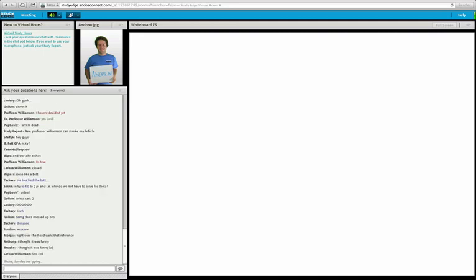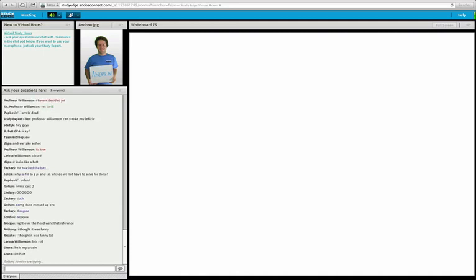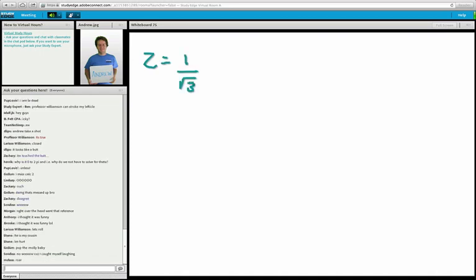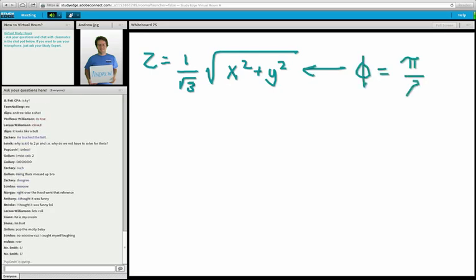All right, moving on to problem number 5. Find the center of mass of the part of the ball x squared plus y squared plus z squared less or equal to 4 that lies above the cone z squared equals 3. Okay, I'm going to rewrite this as z equals 1 divided by square root of 3 times the square root of 3x squared plus y squared. By the way, this is the cone phi equals pi over 3. You should know this. Pi over 3. All right, this is number 5.